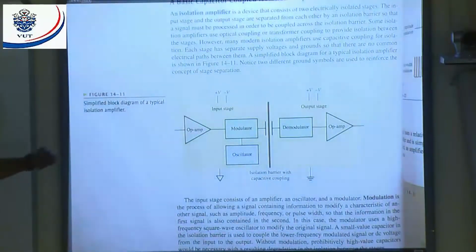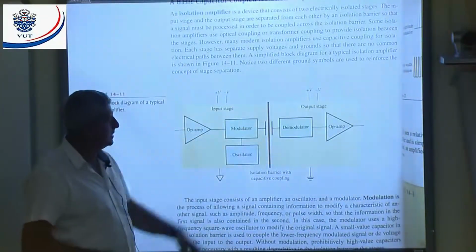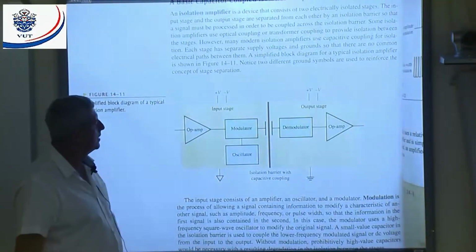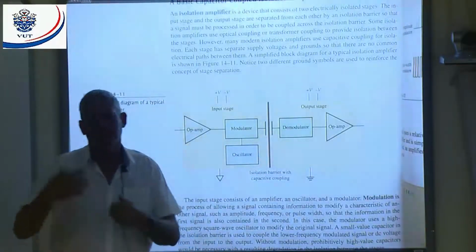All right. There they give us the basic thing. Again, I repeat, an op-amp, a modulator, oscillator. We got the capacitor for that. We can also use different types of couplings, demodulator, op-amp to get our information.